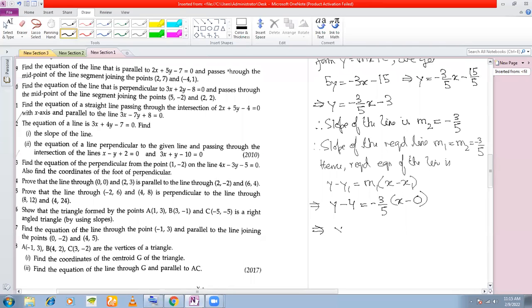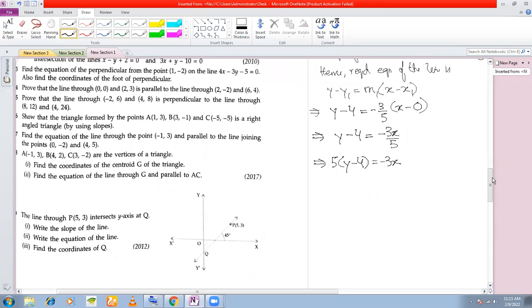We'll simplify this and we'll get the equation in the general form. So minus 3x by 5, cross multiply, get 5 times y minus 4 is equal to minus 3x. So we get 5y minus 20 is equal to minus 3x. You can take 3x on the other side. You get 3x plus 5y minus 20 is equal to 0. This is the required equation of the line. Okay, the dotted line. Okay, I'll proceed to the next question then.